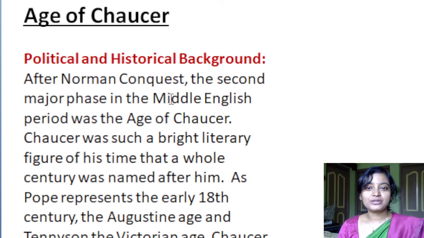After the Norman Conquest, the second major phase in the Middle English period was the age of Chaucer. Chaucer was such a bright literary figure of his time that a whole century was named after him. As Pope represents the early 18th century, the age of Pope, we say the age of Johnson, and Tennyson, the Victorian period. Chaucer symbolizes the spirit of the Middle English period.